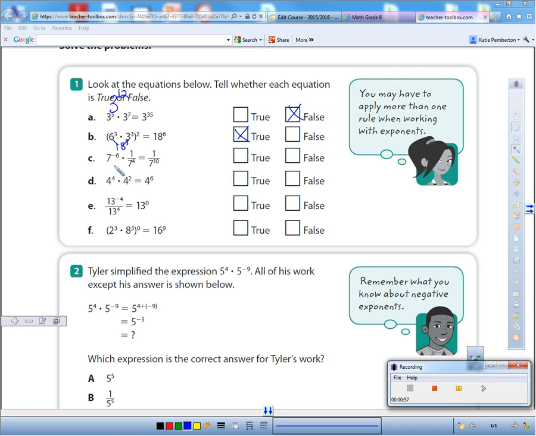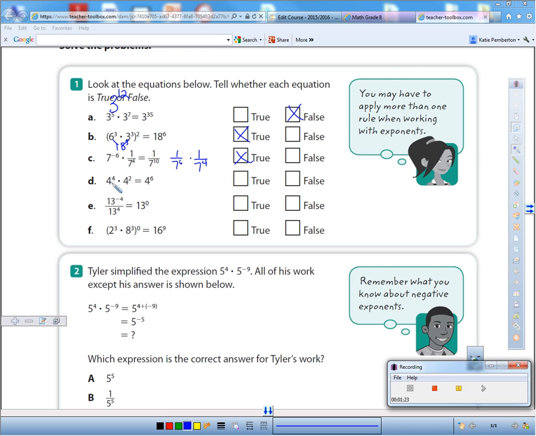On this one, careful, remember a negative exponent drops to the denominator. So that 7 to the 6th would drop to the denominator, and you'd also have 7 to the 4th in the denominator. When you combine those, 4 plus 6, that's going to be 10, so that one's true.